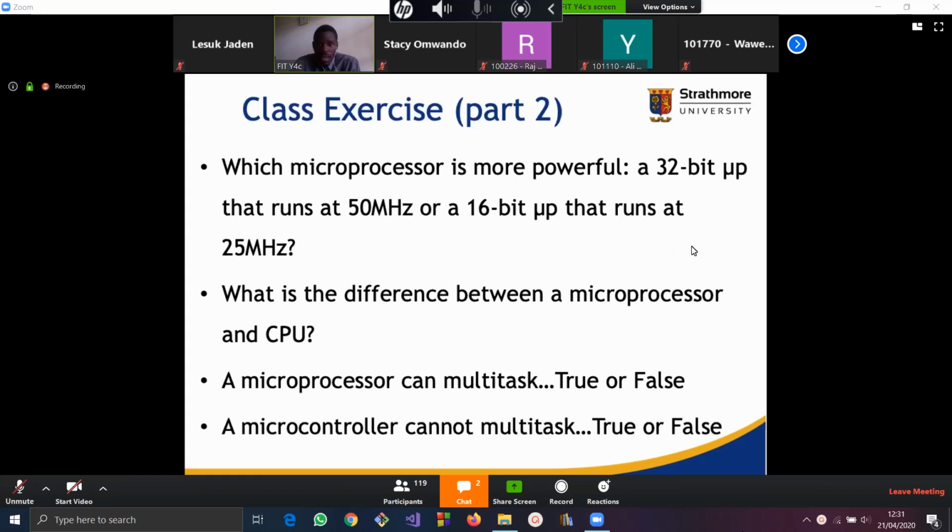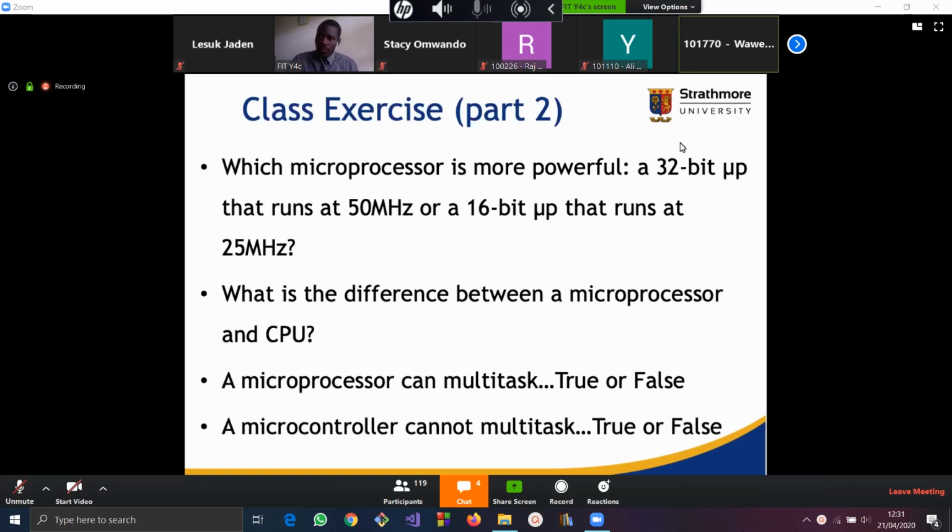The second one is what is the difference between a microprocessor and a CPU? So what is the difference between a microprocessor and a CPU?